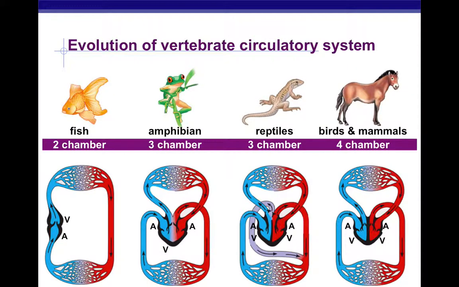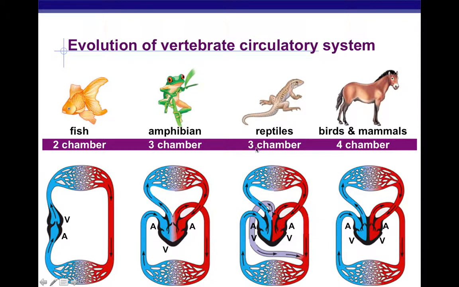I also wanted to show you this, and we'll probably talk more about it in class, but the evolution of the vertebrate circulatory system. We start with fish who possess a two-chamber heart. But as we went to land, we required a stronger heart in order to transport more air into our bodies, and so we evolved into a three-chamber heart.